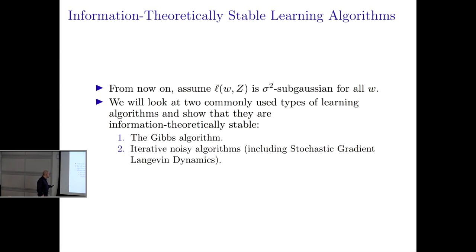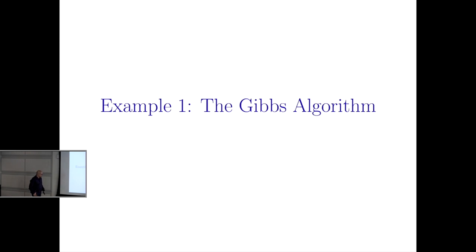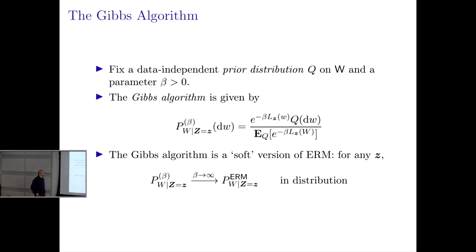So the first part was something I did with Aulin, and the second part is going to be the work by Pensia, Jog, and Law. Okay. So here's the Gibbs algorithm. And you've seen the Gibbs algorithm when Adam talked about it. In the differential privacy literature, it's called the McSherry-Talwar exponential mechanism, but my background was mathematical physics. It's called the Gibbs algorithm.